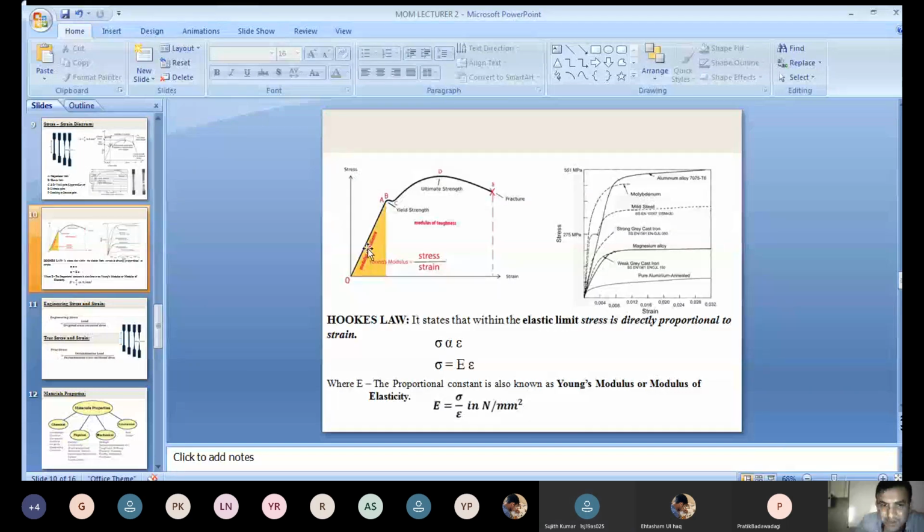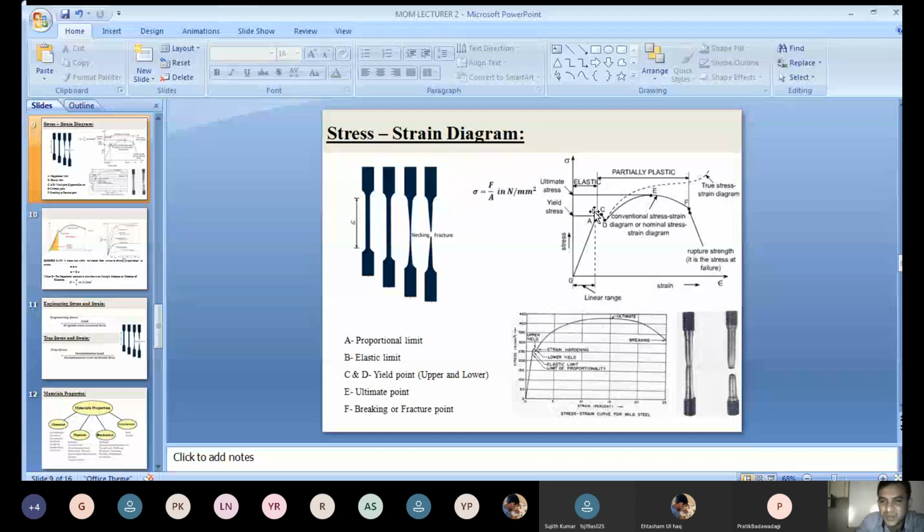So always you design a material for whatever stresses are induced in the component up to the elastic limit only, or sometimes up to yield stress only. Then only the component can withstand the load. Once it passes the yield strength, permanent deformation occurs, and failure occurs here. That is called the plastic region.